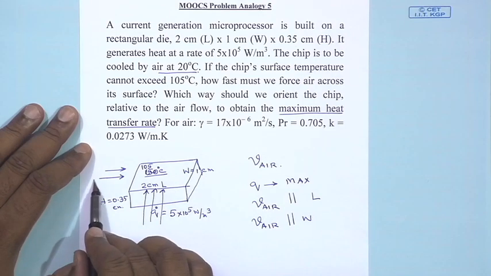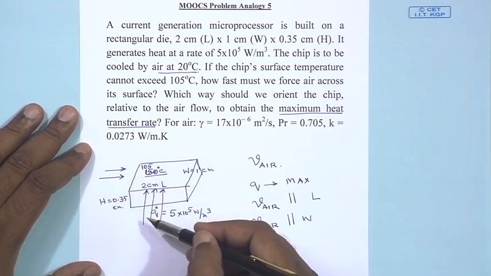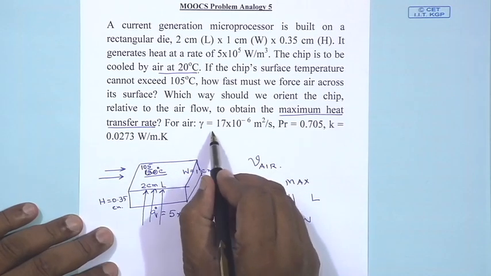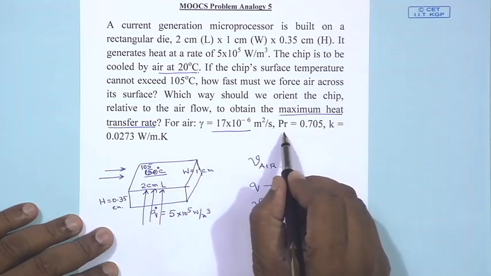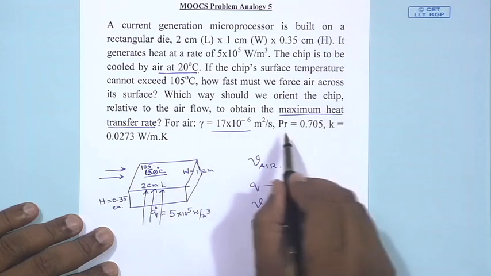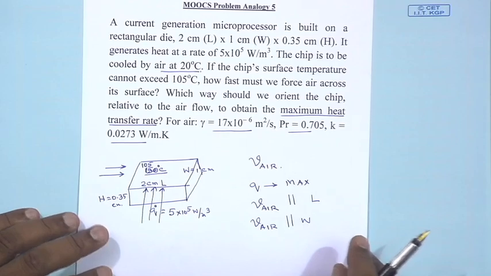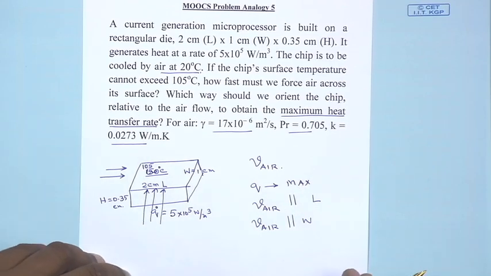So, that means, is the flow going to be in this direction or in the other direction? So, based on the values of the kinematic viscosity, Prandtl number, and K, thermal conductivity of air given, we have to solve for this problem. So, we will do it in the next class.